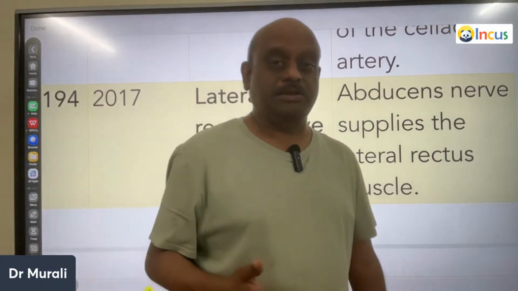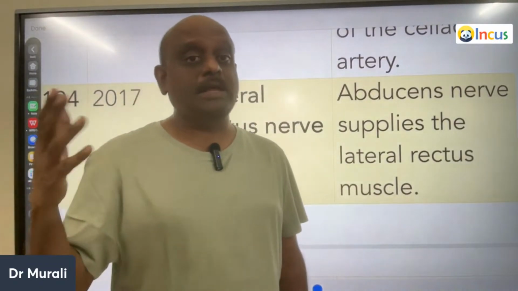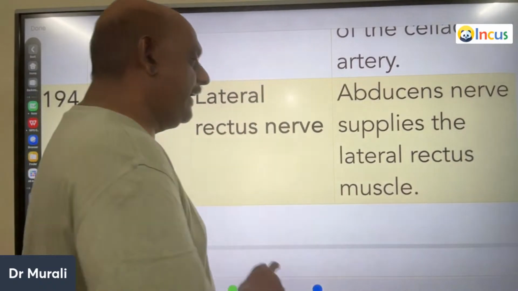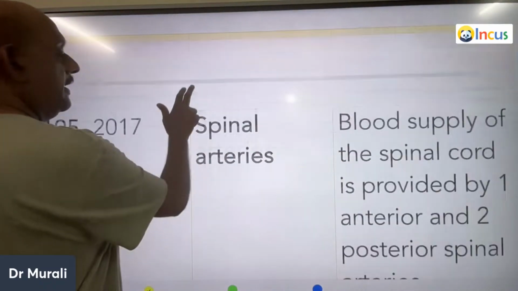So extraocular muscles. Abducens supplies the lateral rectus. Abducens supplies the lateral rectus.